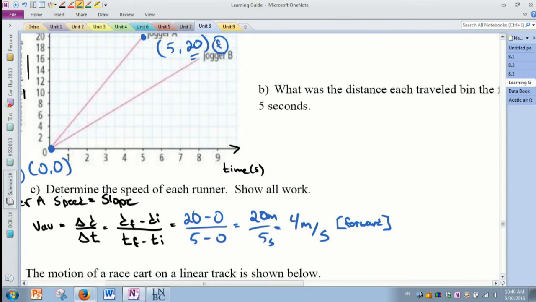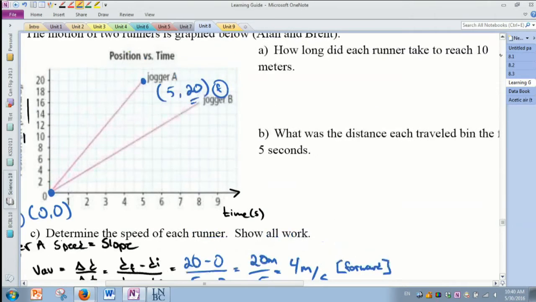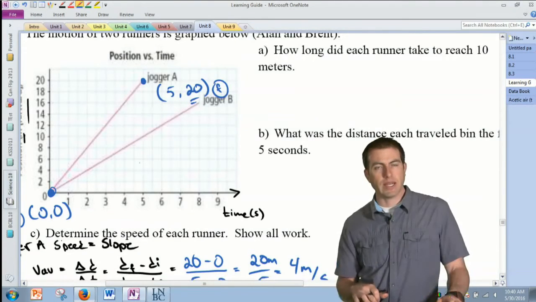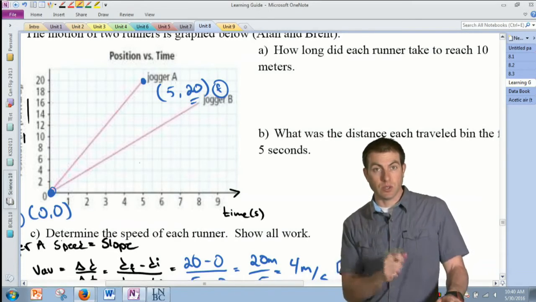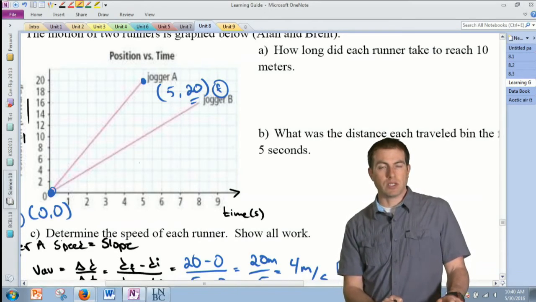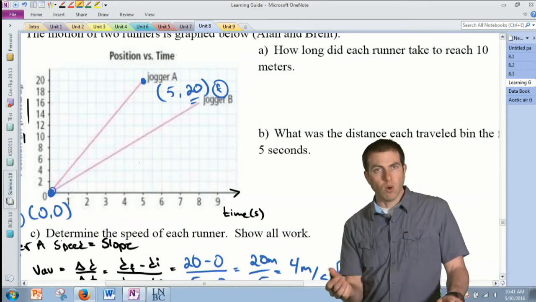Now you're thinking to yourself, Mr. Borden, that was sure a lot of work just to find the slope. Couldn't I have just looked at the graph and said, he started at 0, he went here, this was 20, a rise of 20, a run of 5, 20 divided by 5 is just going to give me 4. Yeah, for sure you could have done that, which would have been really easy. The problem with that is if the person didn't start at the 0, 0, finding the slope by just looking at the last point won't work.